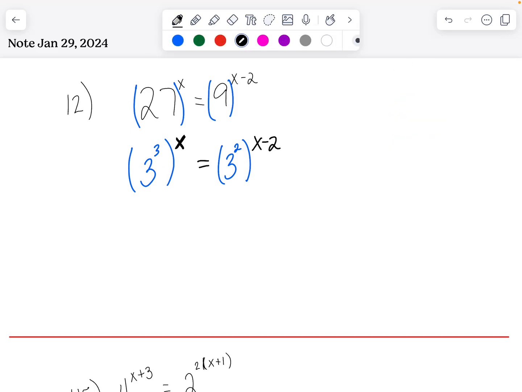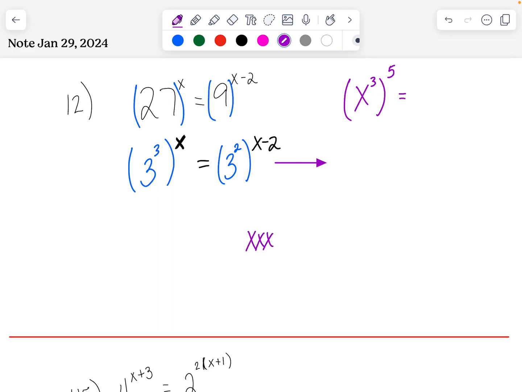Okay, so now that I have this, I can simplify some of my exponents. Remember that if I have a power, like x to the third, to another power, like let's say 5, when I see parentheses, I'm not going to do addition or subtraction. I'm not going to do any other operations. If I see parentheses, I'm going to do multiplication to those exponents.